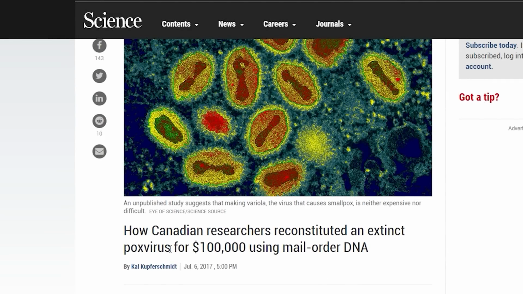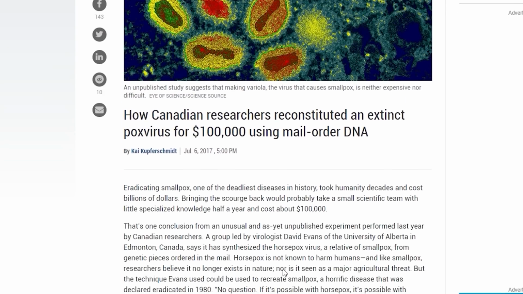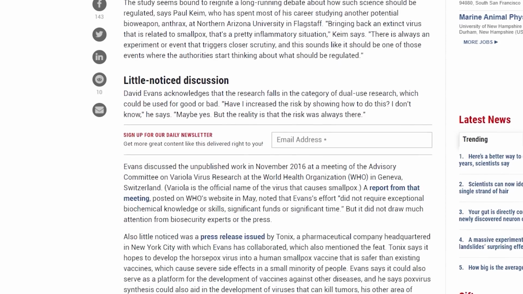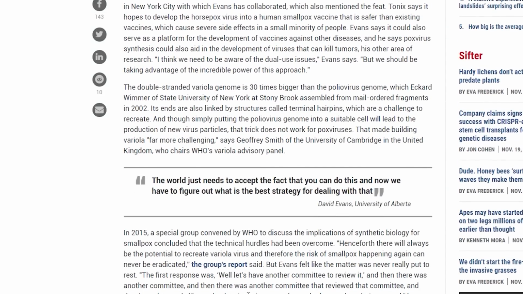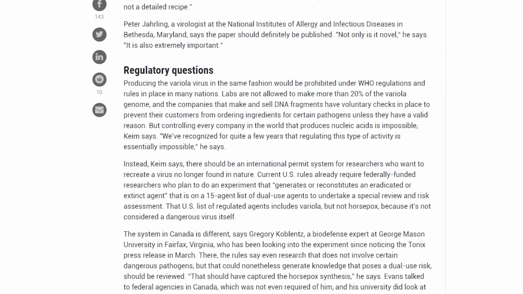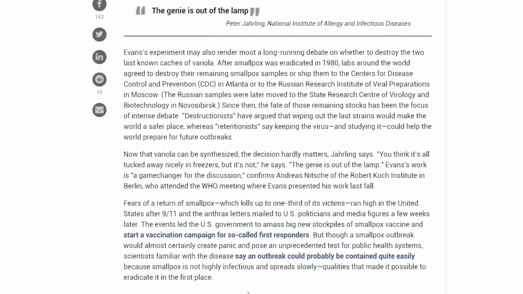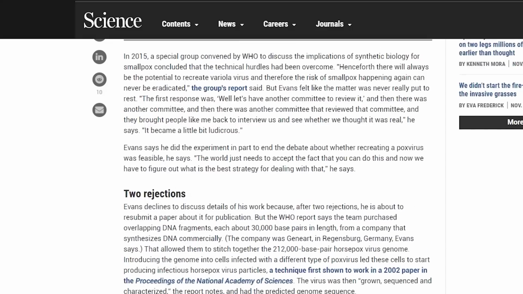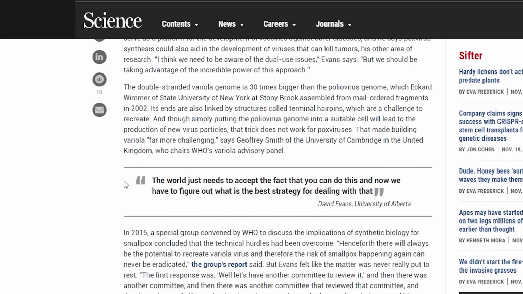In 2017, Canadian researchers were able to recreate an extinct pox virus using mail-order DNA. All they needed was $100,000, a virologist, and 6 months of work. Now, they actually made horsepox, a very close relative of smallpox, but this was more than likely for ethical reasons. What they wanted to show is that it's more than possible to create a synthetic version of smallpox or similar viruses, and that the world now just needs to find the best way of dealing with this going forward.